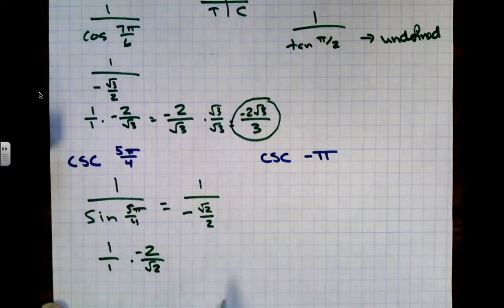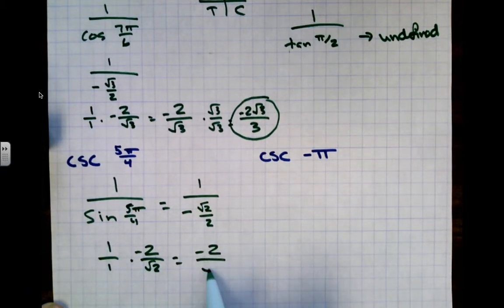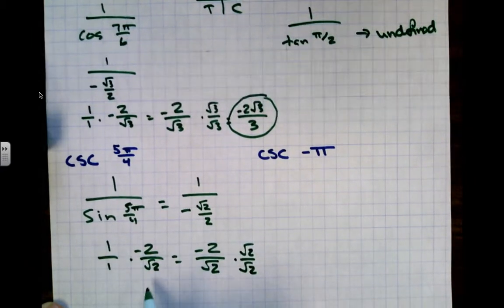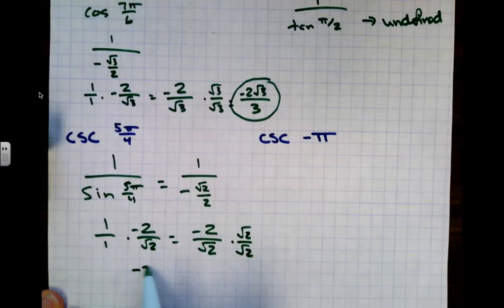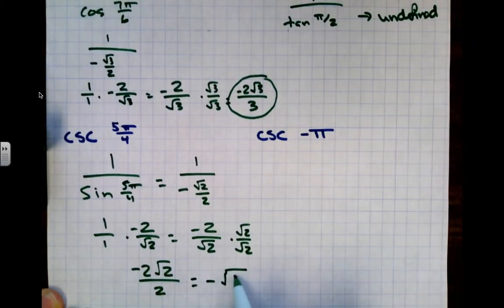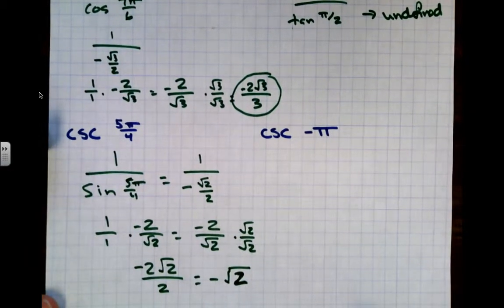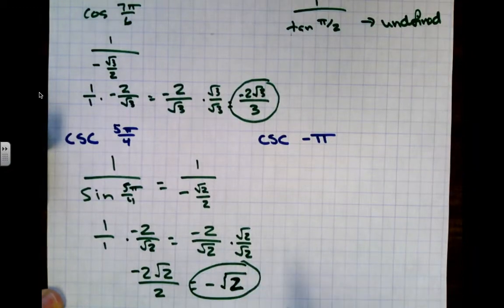I try to simplify this by multiplying by the reciprocal of the denominator. I would have 1 over 1 times negative 2 over square root of 2, which reduces to negative 2 over the square root of 2, which I could continue to simplify. Multiply by square root of 2 over square root of 2 to rationalize the denominator. What I end up getting there is negative 2 times square root of 2, all of that being over 2. And I can reduce this. I have a 2 and a 2 here. That ends up simplifying just to negative square root of 2, which would be my final answer there.